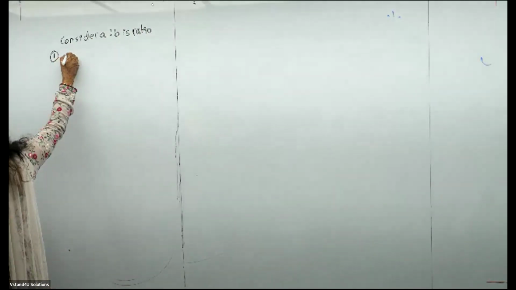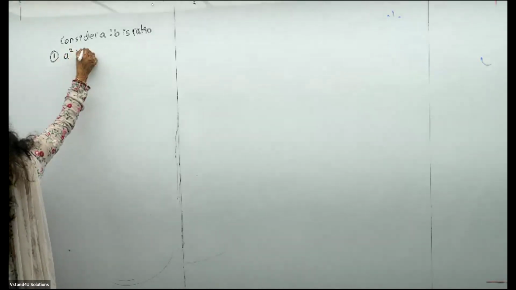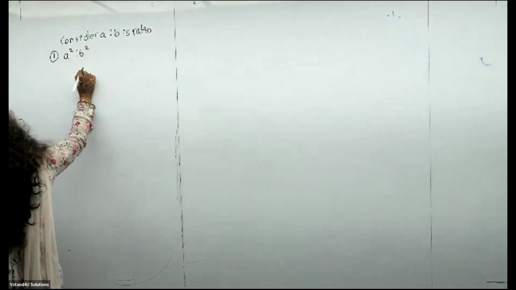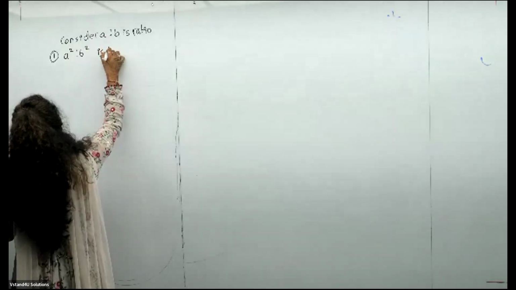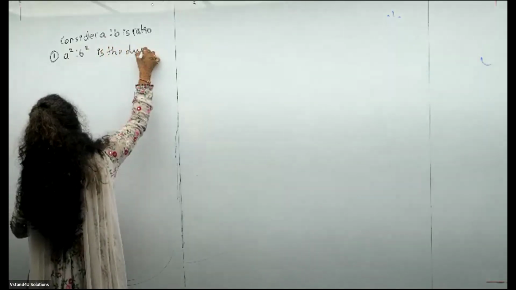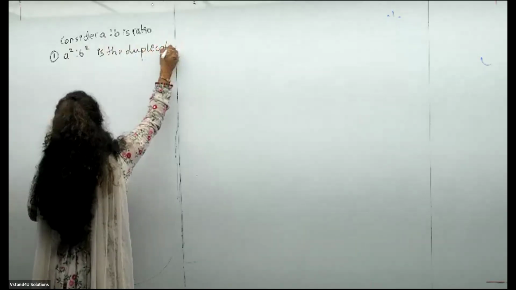So first one they are saying A square is to B square. A square is to B square is the duplicate ratio.